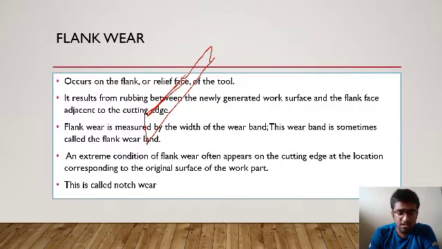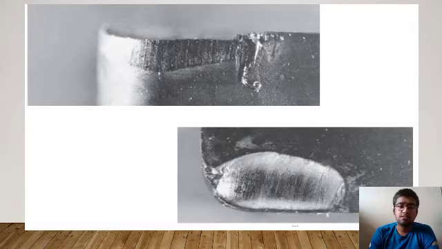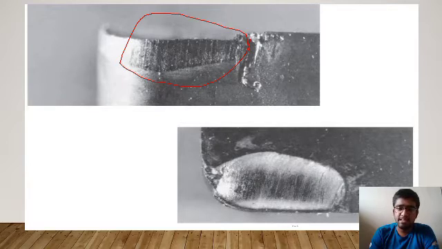Also, an important point is that the extreme condition of flank wear often appears at the cutting edge location corresponding to the original surface of the work part. This is also called notch wear, because the part where it wears has the shape of a notch, a V notch. There are many types of notch: V notch, trapezoid notch, etc. So we can easily identify what type of wear it is. This is flank wear, and this is crater wear.